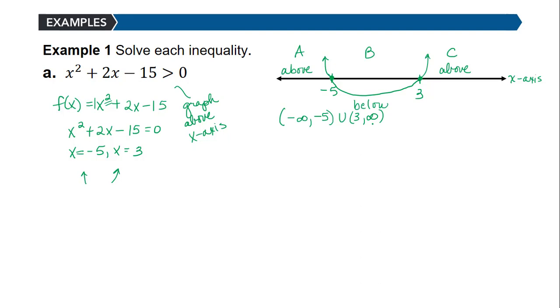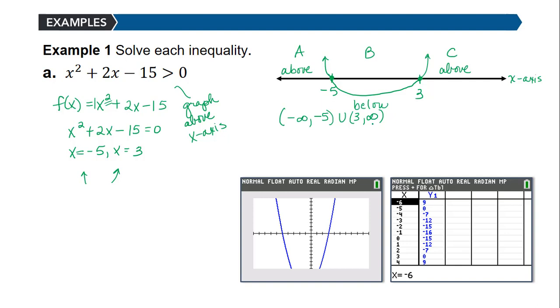Now, if you didn't want to rely on your graphing skills by hand, you can use a calculator. If I input x squared plus 2x minus 15 into the equation editor and graph it, notice that I get the same result. It is a parabola that opens up, going through (-5, 0) and (3, 0). It's above to the left of -5, above to the right of 3, and then the graph is below between those two values.